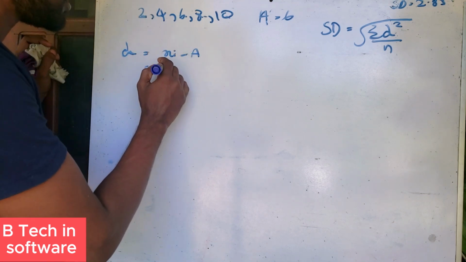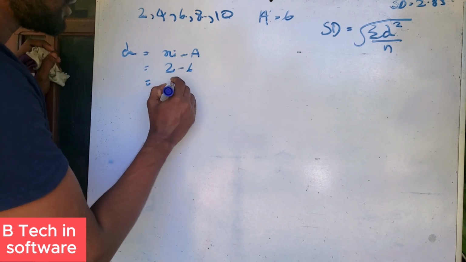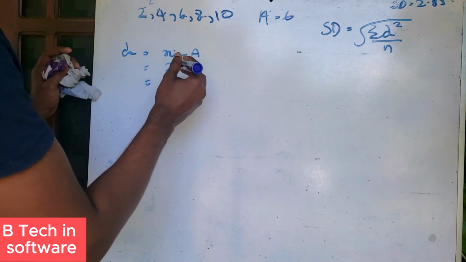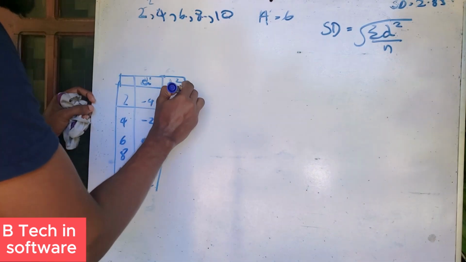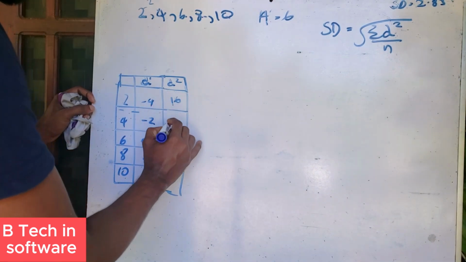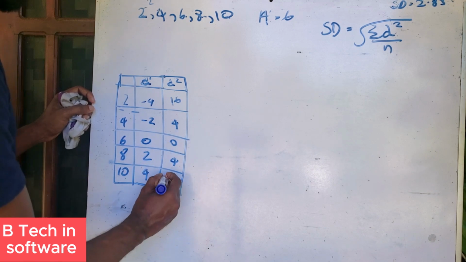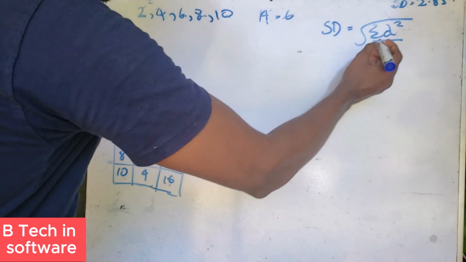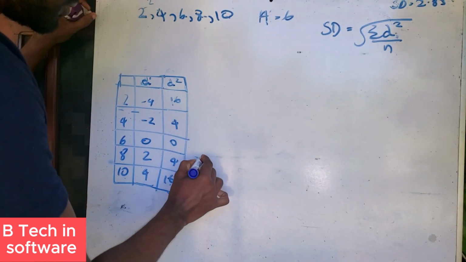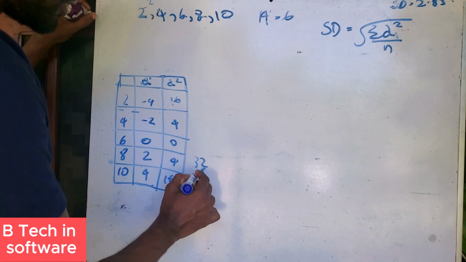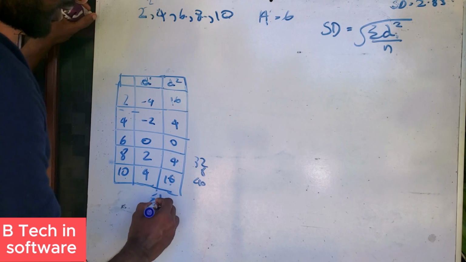So xi, as the first one, is 2. Now 2 minus 6 gives minus 4. If we use a table to do this, we need to find d square: 16, 4, 0, 4, 16. Now sigma di squared, we need to calculate all those: 16 plus 16 is 32, plus 4 plus 4 is 8, giving 40. Sigma di squared is 40.